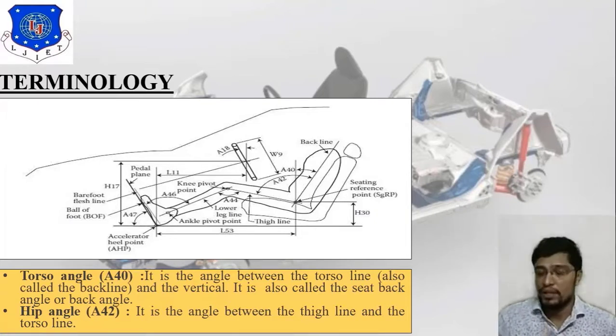So move forward to the second one, hip angle. In the image you can find A42, right? This type of angle is A42. It is the angle between the thigh line and the torso line. Torso line is A40, and in the image you can find the thigh line, right? So it is the angle between the thigh line and the torso line. So this is the torso angle and hip angle. It is also one kind of posture angle. So move forward to the next slide.